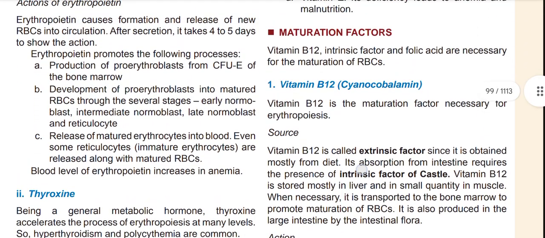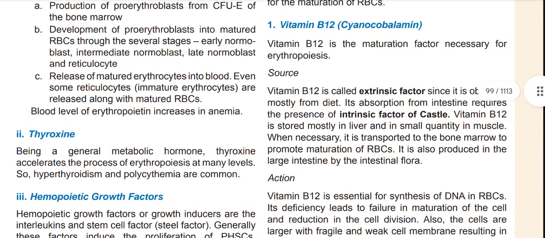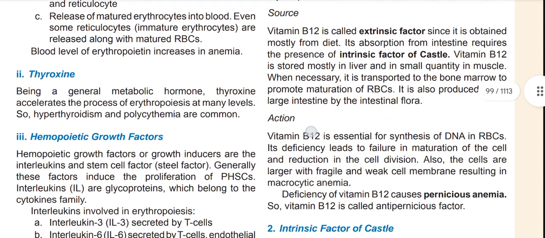Now, maturation factors. Maturation factors are vitamin B12, intrinsic factor, and folic acid, which are necessary for the maturation of RBC. First of all, vitamin B12, cyanocobalamin. Vitamin B12 is the maturation factor necessary for erythropoiesis. Vitamin B12 is called extrinsic factor since it is obtained mostly from diet. Its absorption from intestine requires the presence of intrinsic factor of Castle.